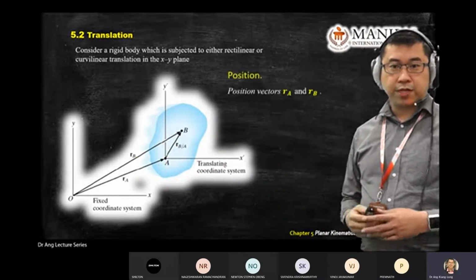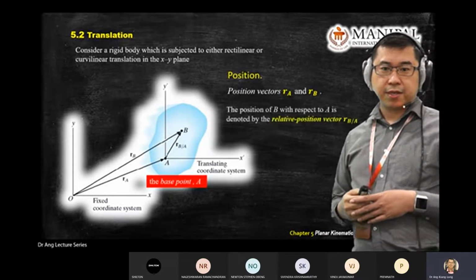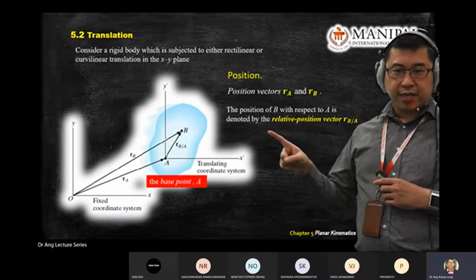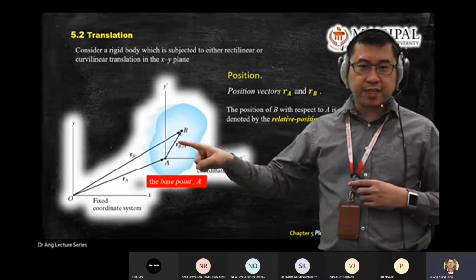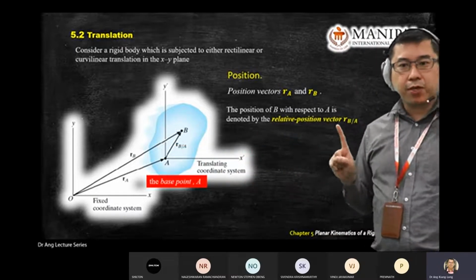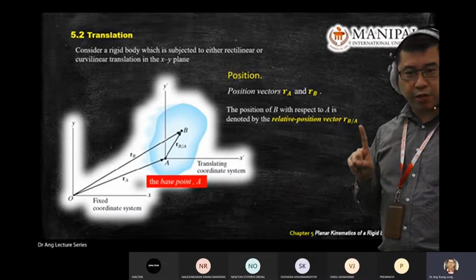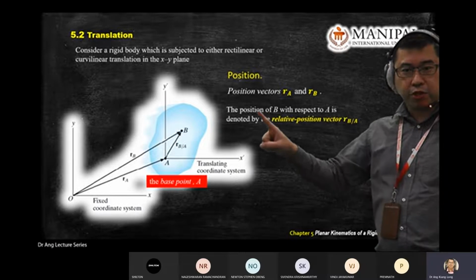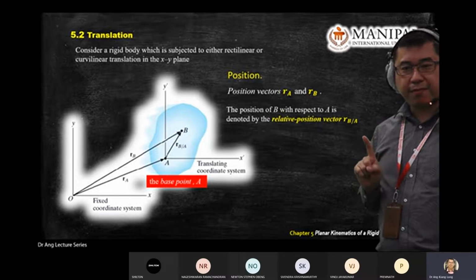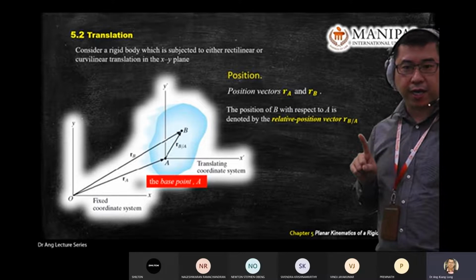So first, position, as I said just now, RA, RB position. I mentioned it already. The name for this vector is called relative position. It depends on how you write it. B stroke A means you are looking from A. Position of B with respect to A, or in layman's terms, you're looking from A, that object referring to A.